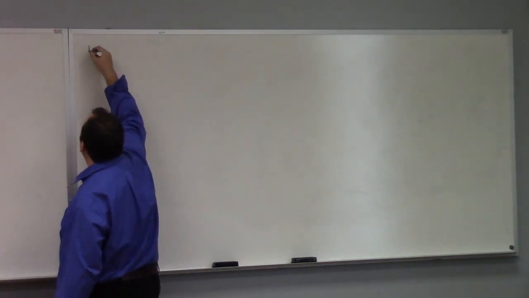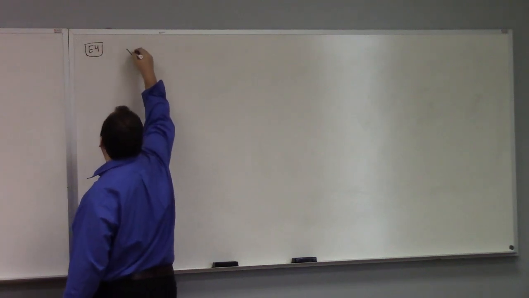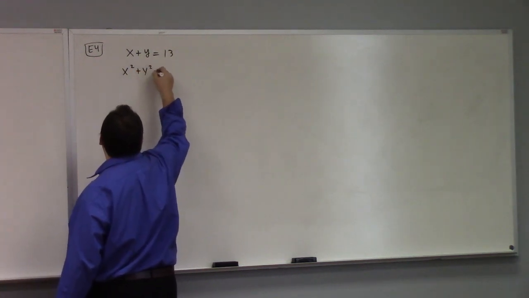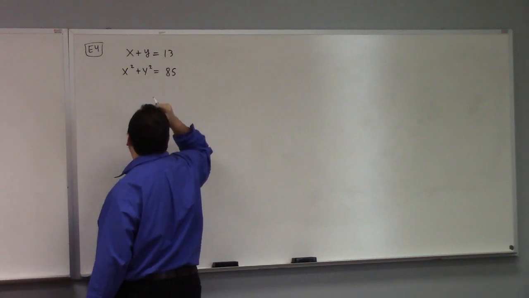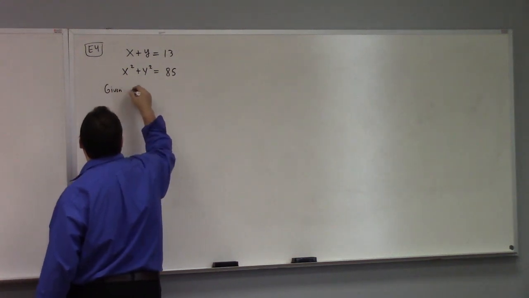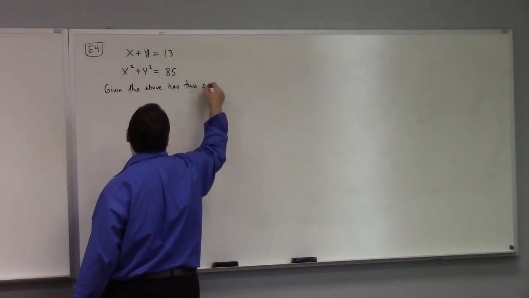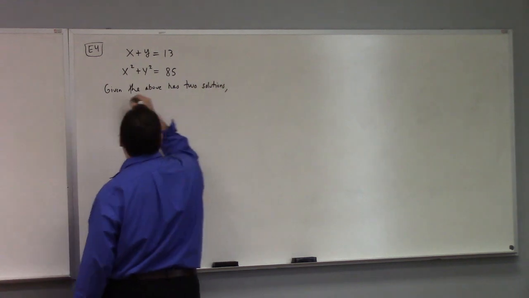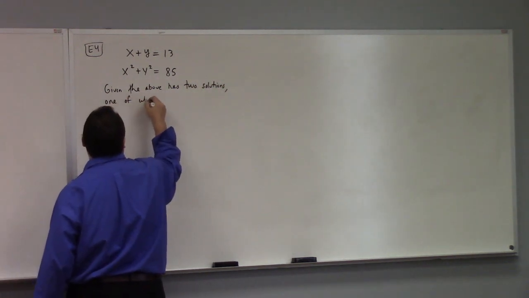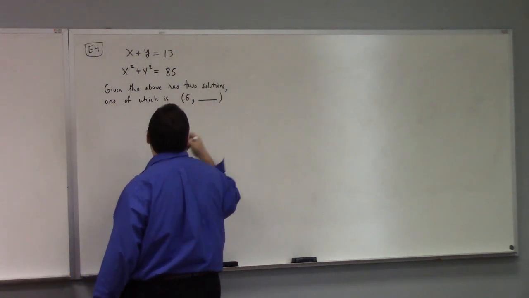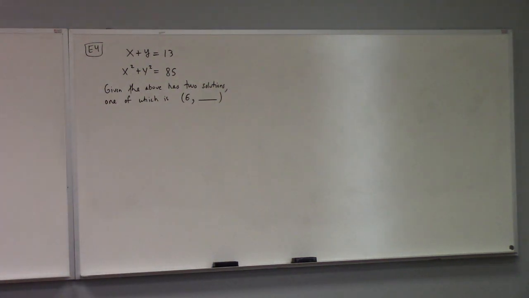Okay, so example four. We've got x plus y equals 13, and x squared plus y squared equals 85. And you're given the above as two solutions, one of which is 6, comma, blank. So this is number 27 in your homework, give or take. All right, so it's very simple.